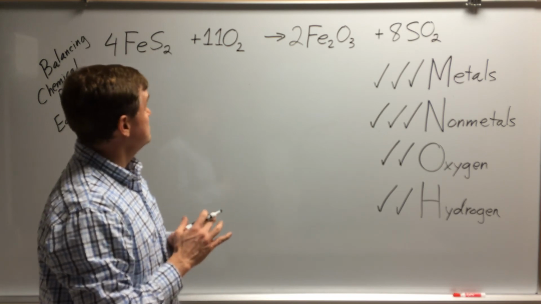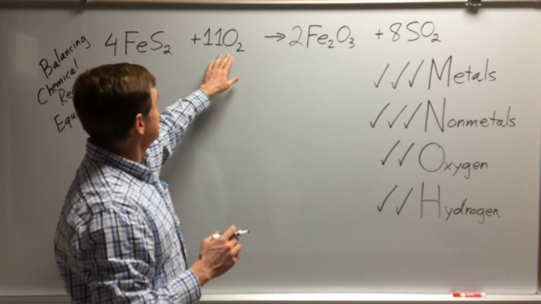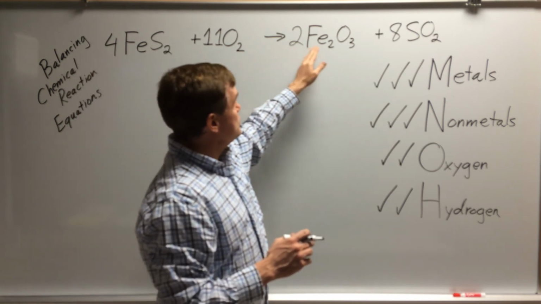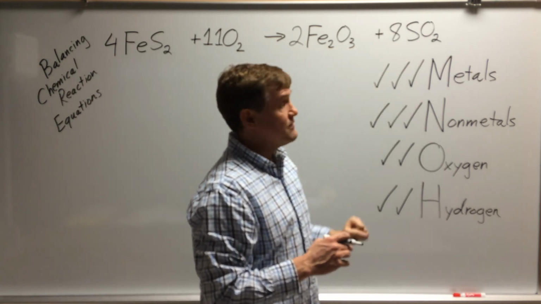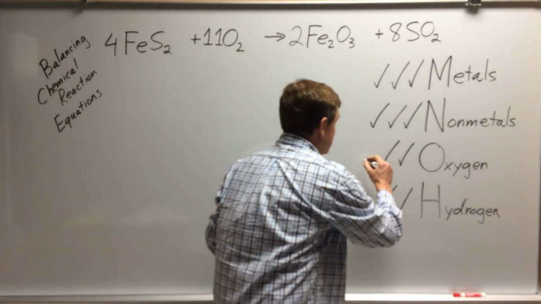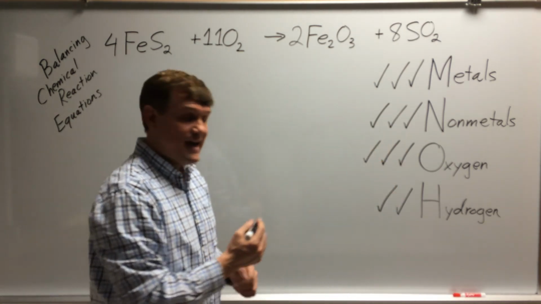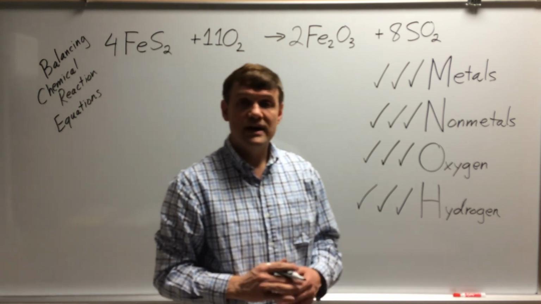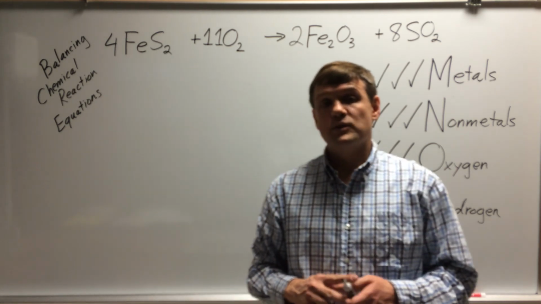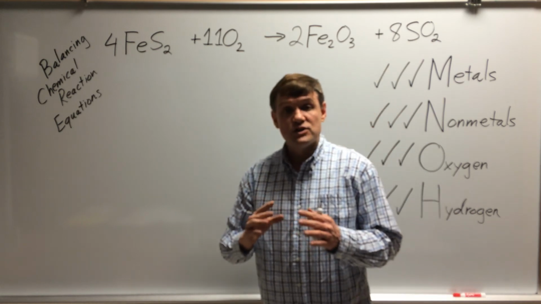We're going to check oxygen one more time. 22 oxygens right here. 2 times 3 gives me 6 here, plus another 16. I've got 22 on the right, so oxygen is still good. This looks like it's going to be my last pass, and in fact, it is my last pass because there's no hydrogen there.